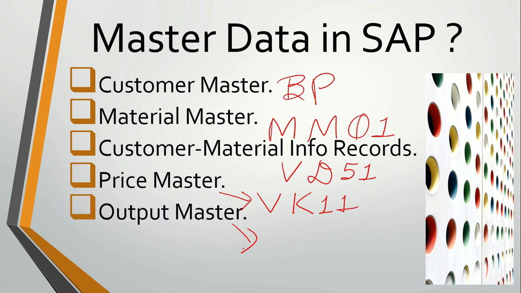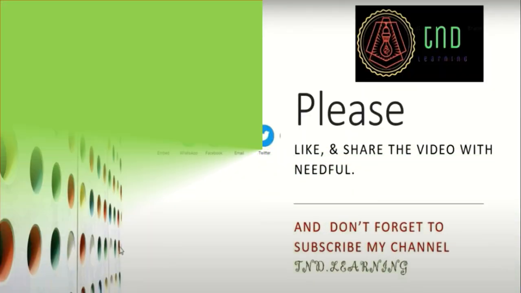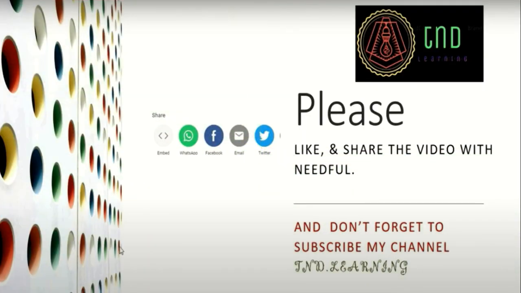For output master, if the output master is for order, then it is VV11. If it is for delivery, then VV21. If it is for billing, that is VV31. These are the T codes for these master data. So I hope you have understood what master data is.